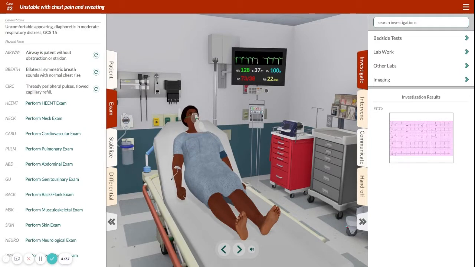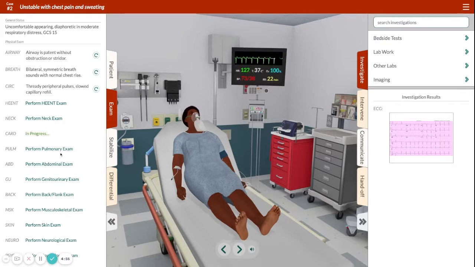She has no signs of issues with the airway, no signs of issues with breathing other than she is short of breath, but she has symmetric breath sounds and a normal chest rise. Circulation is consistent with her hypotension. She has thready peripheral pulses, slowed cap refill.